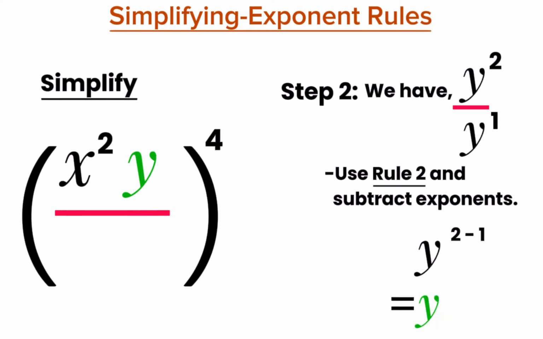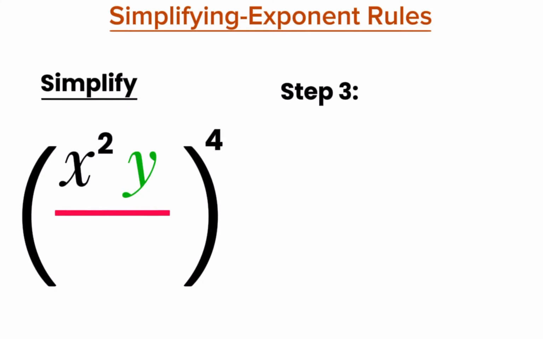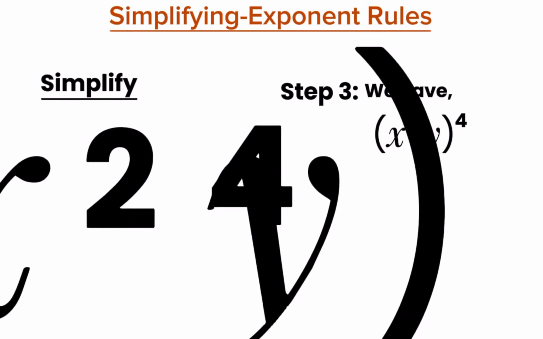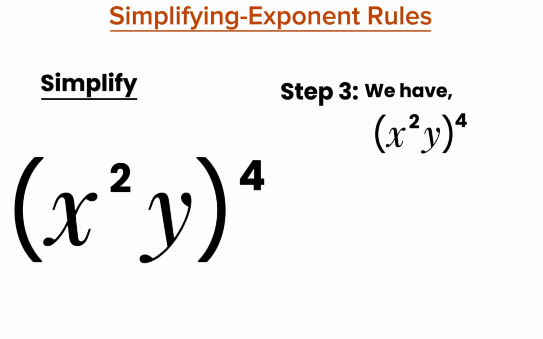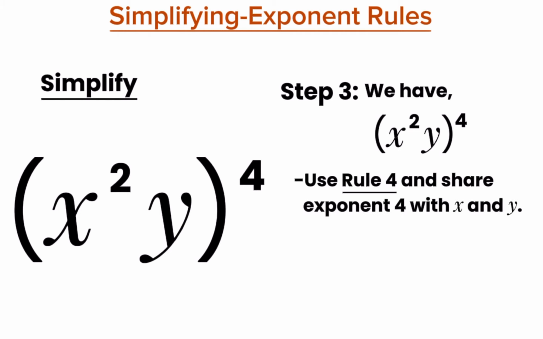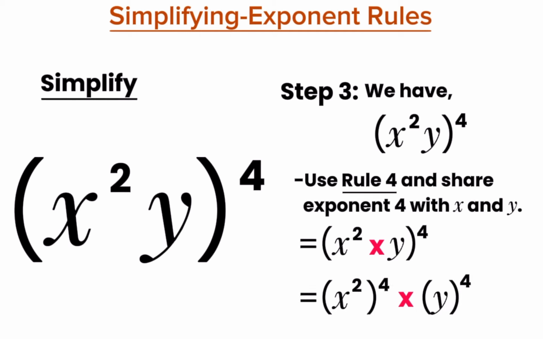Okay, now that we've divided all the fun in the brackets, we get x squared times y to the power of 4. Now we apply the power of a product rule, which is Rule 4, and distribute the exponent 4 to both bases. So x squared times y to the power of 4 becomes x squared to the power of 4 times y to the power of 4.